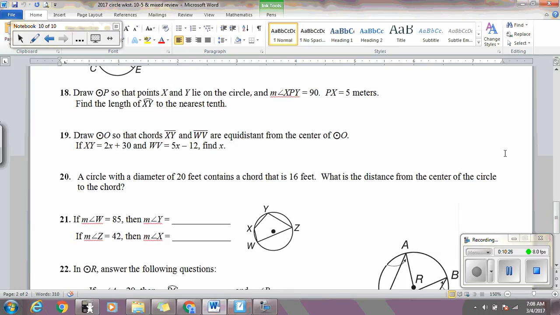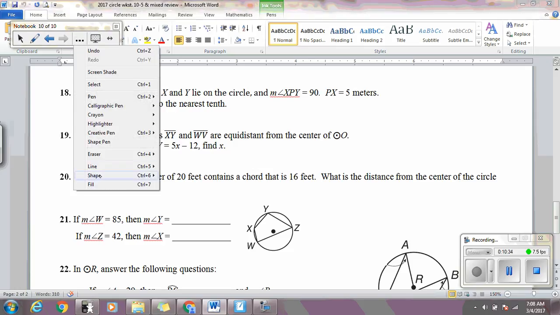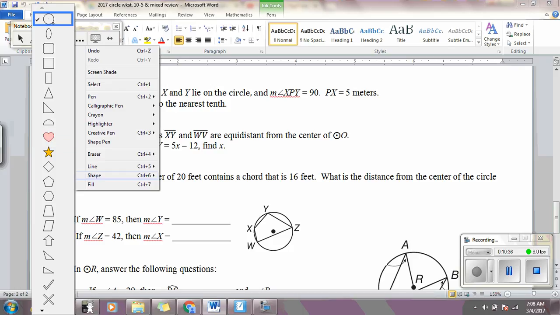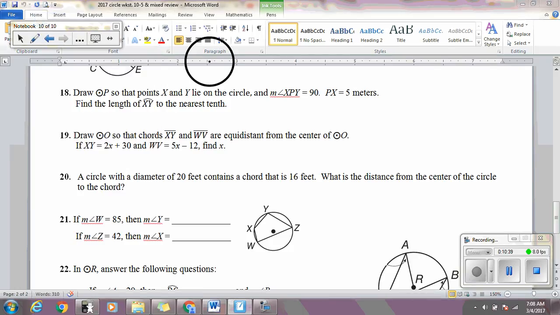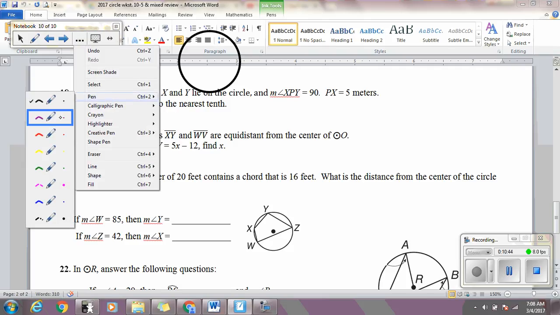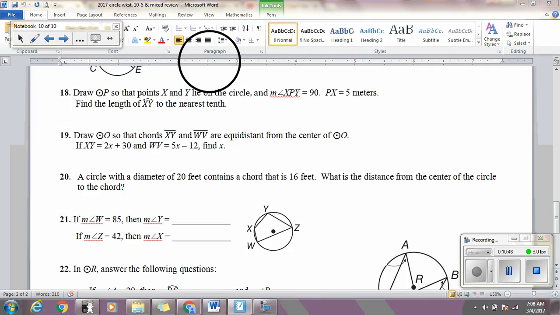Number 18 wants us to draw a circle P, so that points X and Y lie on the circle. So let's draw us a circle. And it wants X and Y on the circle. So there's X, there's Y. And P is in the middle. Sorry, forgot about that. It's your center.